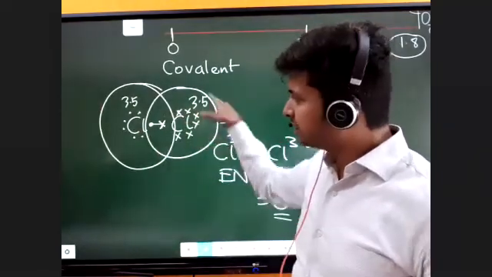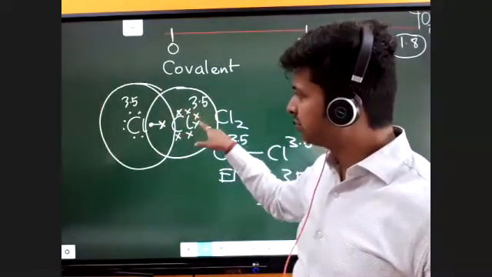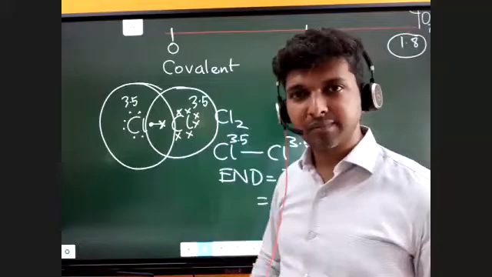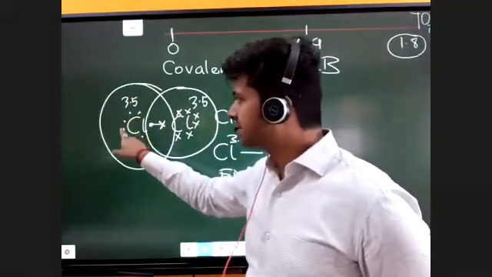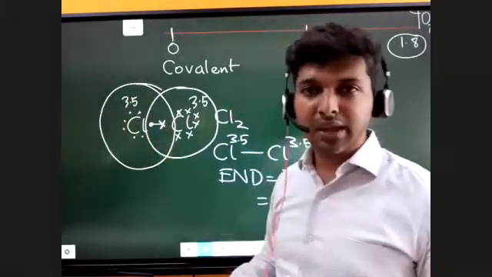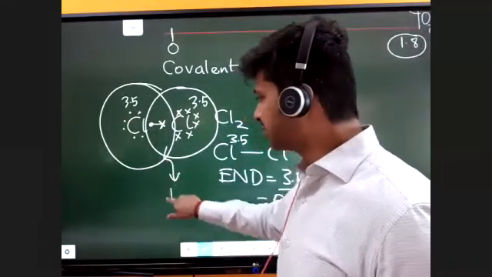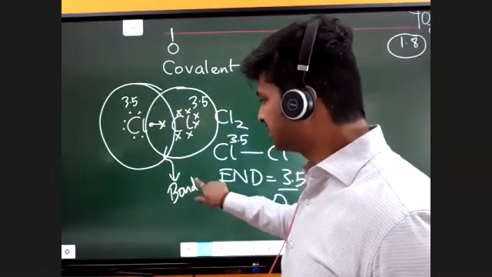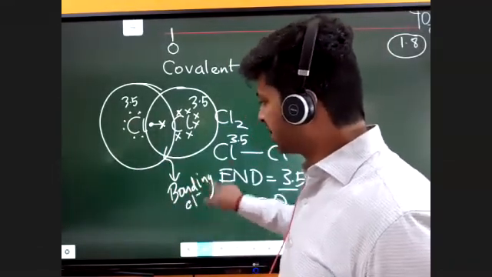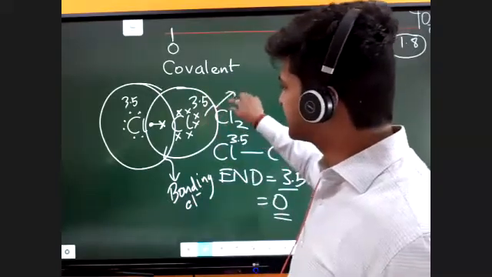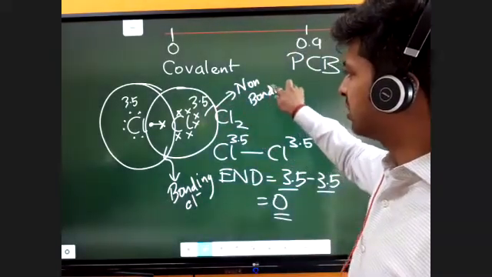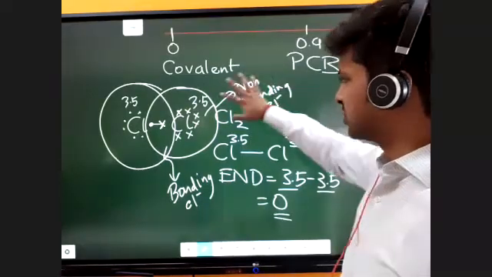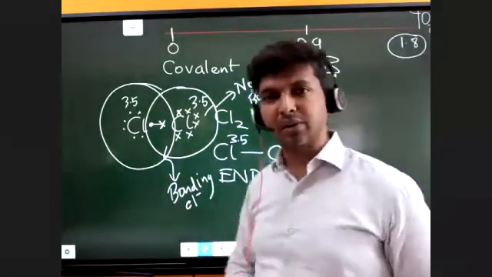अब आप ये सर्कल में देखोगे तो आई हैव 1 2 3 4 5 6 7 8. If I see in this circle, then I'm having 1 2 3 4 5 6 7 8, because both are sharing each other's electrons. These electrons are called the bonding electrons, and these electrons which are not participating in the bond formation are non-bonding electrons. So these are the non-bonding electrons, these are the bonding electrons.